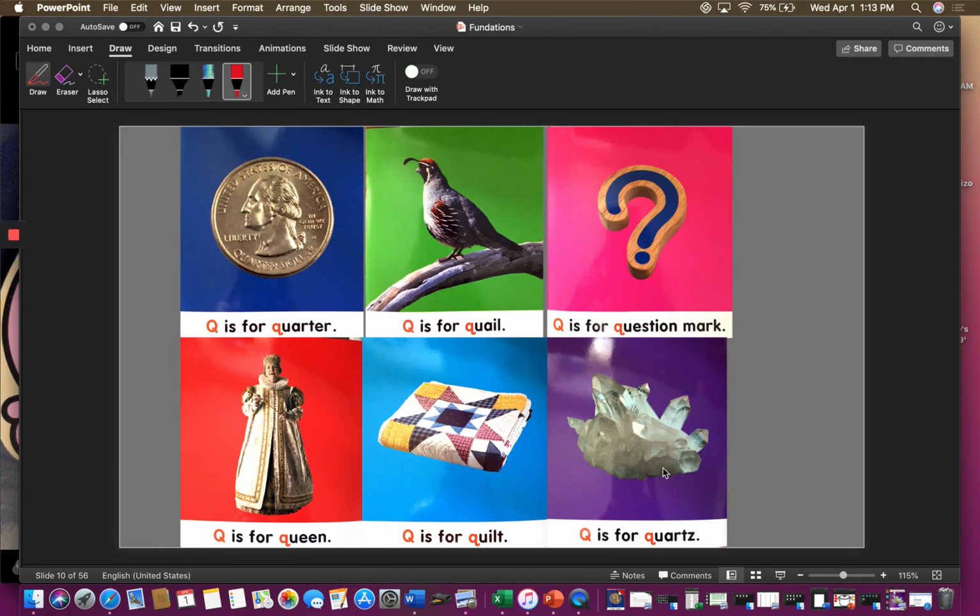Here are some Q words. Q is for quarter. Q is for quail. It's a type of bird. Q is for question mark. When we're asking a question, writing a sentence with a question, we need to make sure it has a question mark. Q is for queen. Q is for quilt, and Q is for quartz. That's a type of rock.